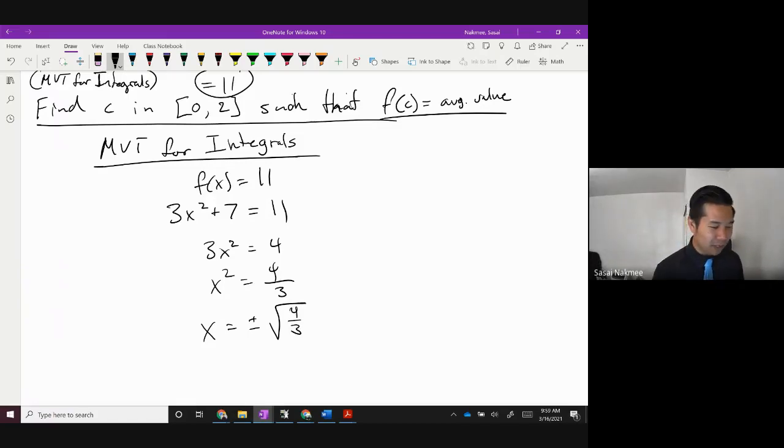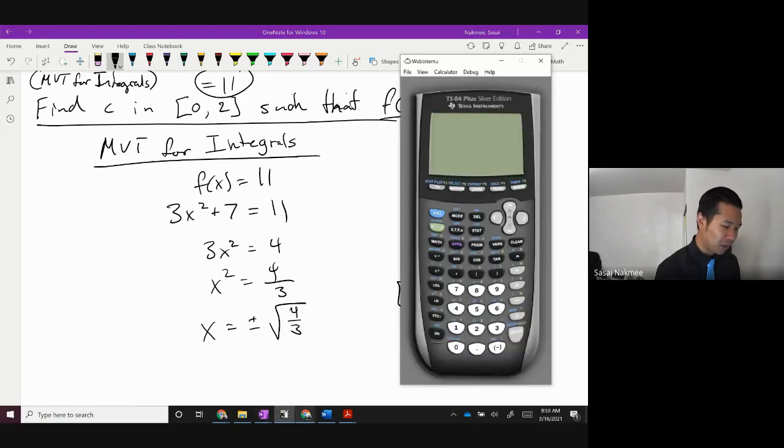Which one is in the interval from 0 to 2? And Monica is saying the positive value, right? The positive value. And you double check that, by the way. Is the square root of 4 over 3 in the interval from 0 to 2? Don't be lazy about it. Double check it if you can.